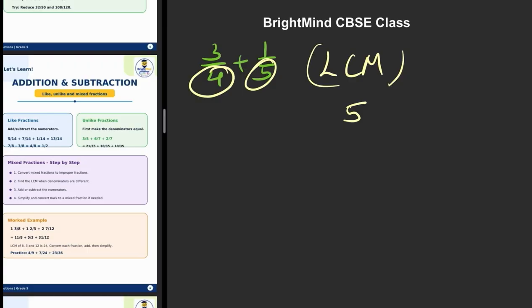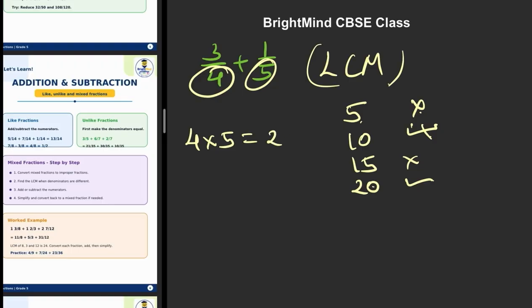So we can check here. 5 is not divisible by 4. Is 10 divisible by 4? No, it is not divisible by 4. 15 is also not divisible by 4, right? So let me check with 20. 20 is divisible by 4. Yes, 20 is divisible by 4. In fact, 4 into 5 is equal to 20. So the denominator is 20.